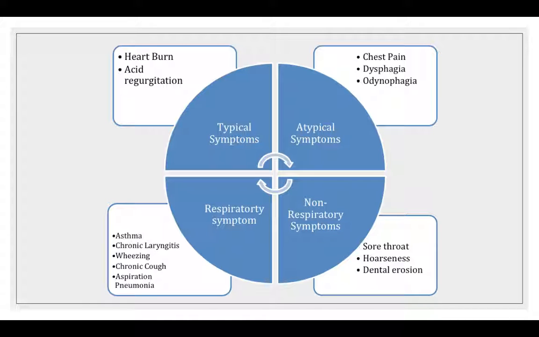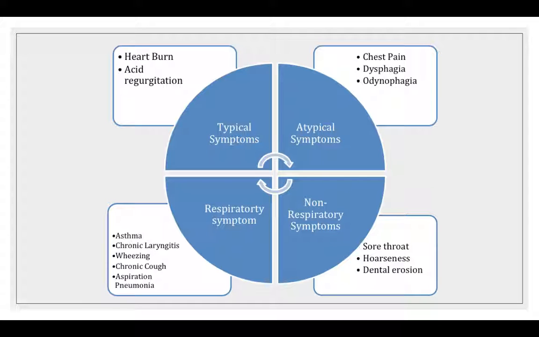So what are the symptoms if the patient is having atypical esophageal symptoms? There must be chest pain, dysphagia, and odynophagia, which is difficulty plus pain during swallowing. These are the atypical symptoms of GERD that come under the heading of esophageal, right? And typical symptoms include heartburn and acid regurgitation. These are the typical esophageal symptoms especially.